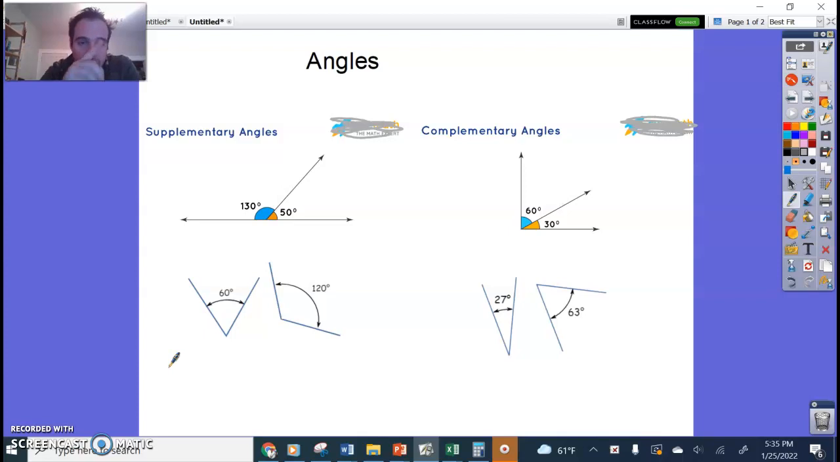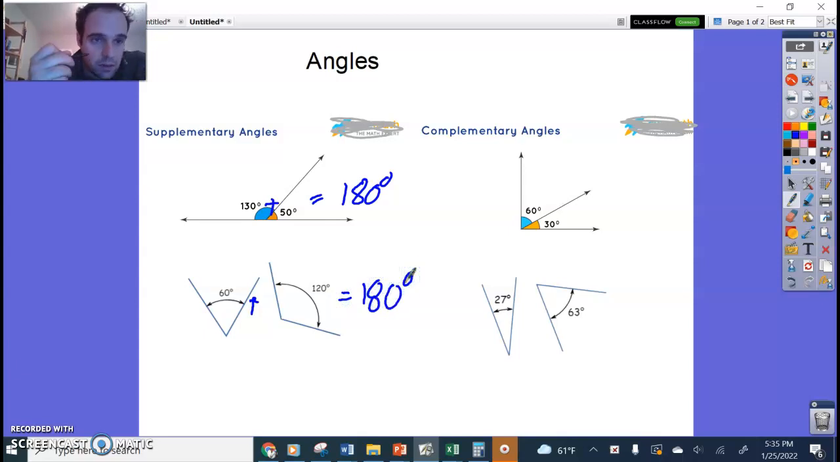If you notice, the two on the left equal up to 180 when you add them. If you have 130 plus 50, that gives you a total of 180 degrees. This means that these two angles are supplementary. That's what supplementary means. It adds up to 180 degrees. You also have these two angles down here, 60 and 120, which also give you a total of 180 degrees. These are also supplementary, just in a different way.